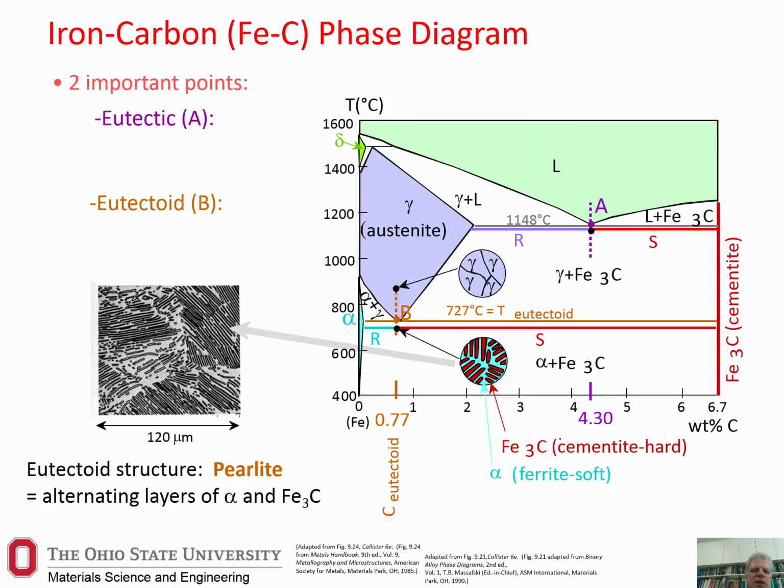These phase diagrams come up everywhere. And if you look at the iron-carbon system, there are two really important points. One, if you have the cast iron system, it works on this eutectic, which has a lower melting temperature, making it easier to cast.